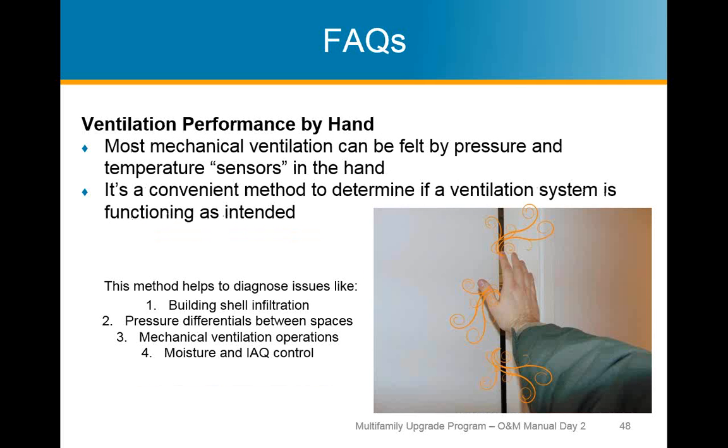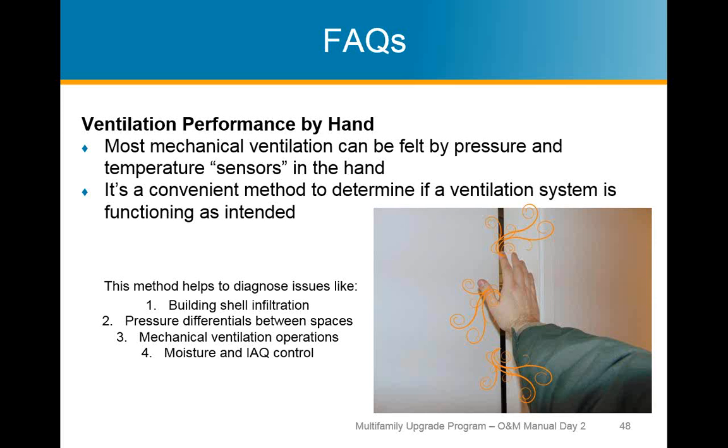So, ventilation performance by hand. Most mechanical ventilation can be felt by pressure and temperature, quote unquote, sensors in the hand. Don't discount how sensitive your hand is. It's a great tool, and this is a convenient method to determine if a ventilation system is functioning as intended from a macro level. So this method helps diagnose issues like building shell infiltration. It's a great one for pressure differentials between spaces, mechanical ventilation operations, and moisture and indoor air quality control.